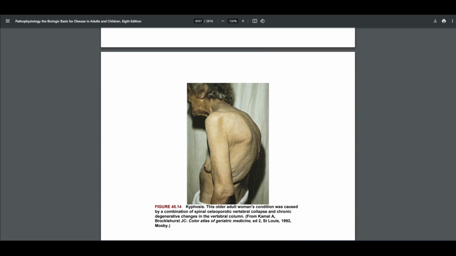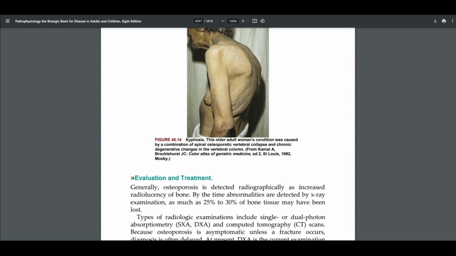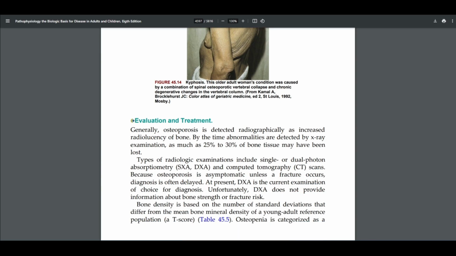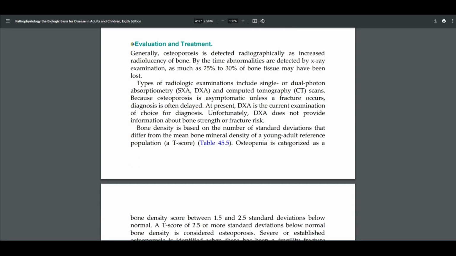So here we have some severe kyphosis. Evaluation and treatment, therefore. Generally, osteoporosis is detected radiographically, as is increased radiolucency of bone. By the time abnormalities are detected by X-ray exam, as much as 25 to 30% of bone tissue may have been lost. Types of radiologic examinations include single or dual photon absorptiometry and CT scans.